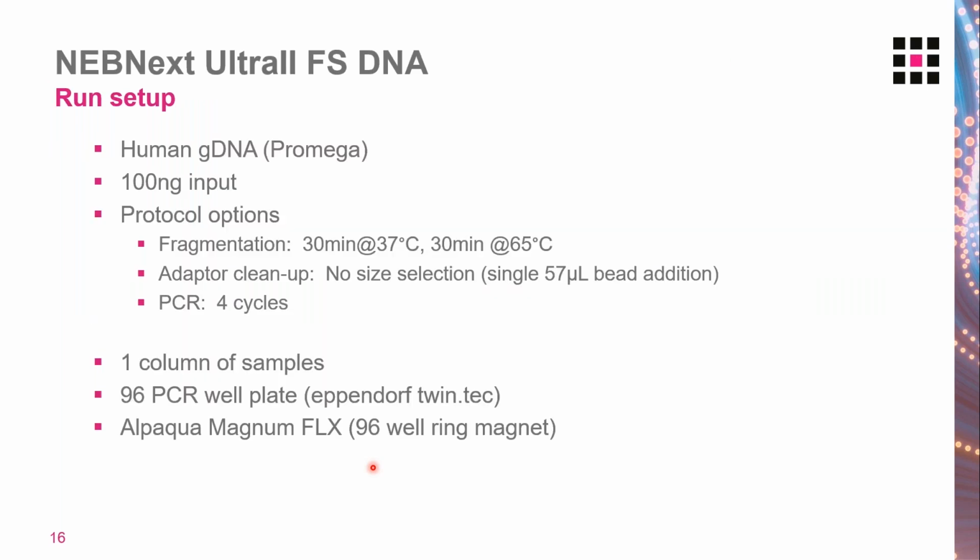For set up of our live run, we use the following conditions. We use human gDNA as our input, 100 nanograms input. There's lots of protocol options for the FS kit. For fragmentation time, we selected 30 minutes. In terms of our adaptive cleanup, we didn't do any size selection, we just did a single bead addition, and 4 cycles of PCR as is recommended by NEB. We prepared 1 column of samples in a 96 well PCR plate, and the magnet we used was an alpaca magnet.